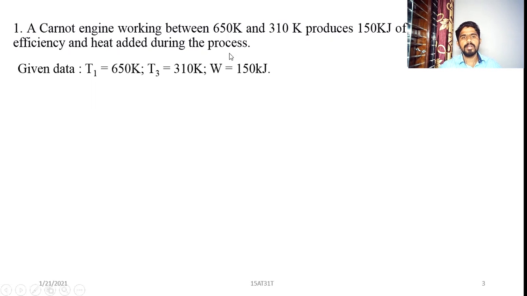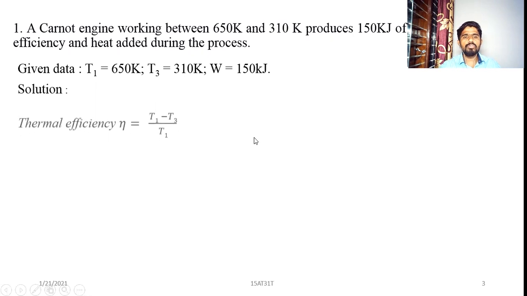Now read the problem once again and write down the given data. The engine works between two sources, 650 K and 310 K. T1 is equal to the initial temperature, which is 650 Kelvin, and the final temperature T3 is equal to 310 Kelvin. W is equal to 150 kilojoules, that is the work.